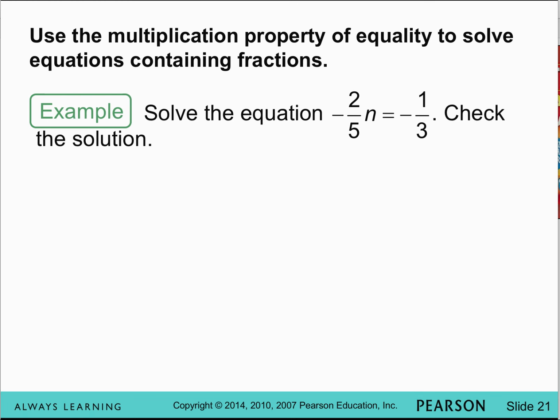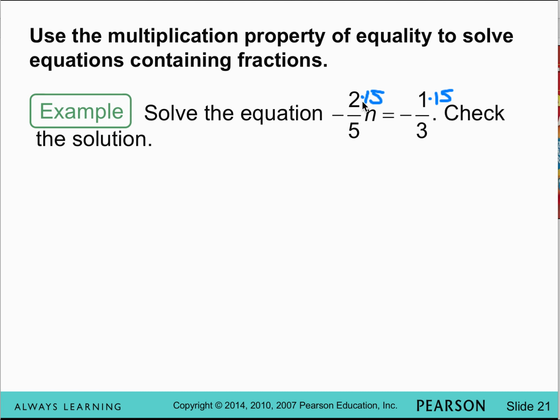Okay, fractions again. I have an equal sign, so I can get rid of those fractions. First step, get rid of your fractions by multiplying by the least common denominator, which between 5 and 3 is 15. We know how to find our common denominator, so I'm going to multiply everything by 15. Each term.